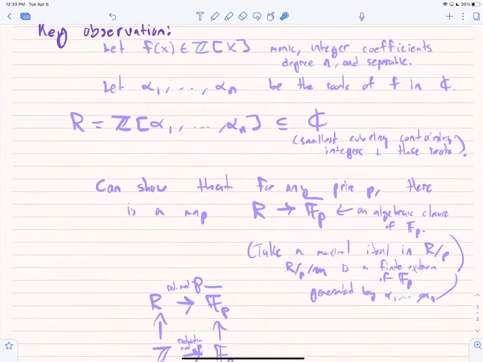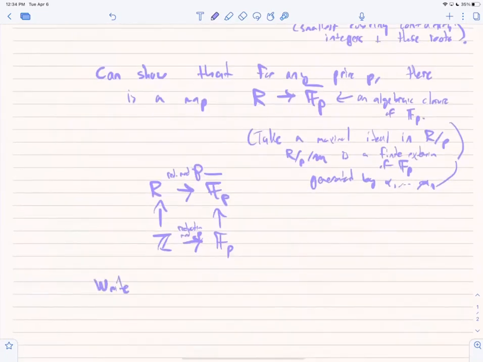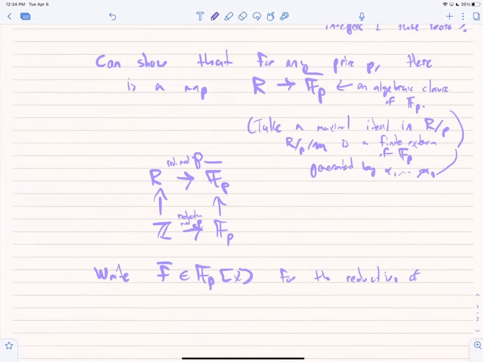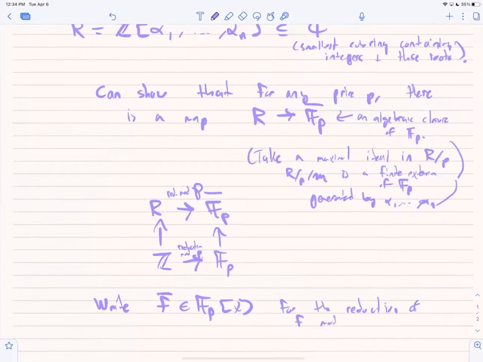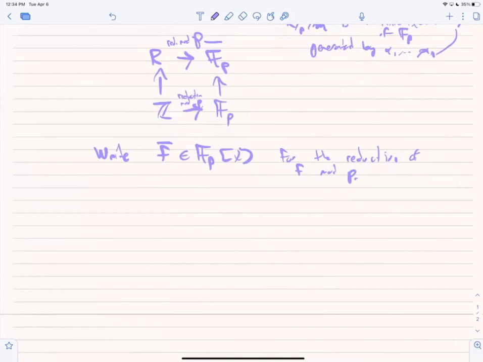Okay. And so we're going to write f bar in F_P[x] for the reduction of f mod P. So f was this polynomial we started with, with integer coefficients, so I just reduced those coefficients mod P. And then f is equal to (x minus alpha 1) times ... times (x minus alpha n), which is in polynomials over the complex numbers, but also this is really in polynomials over our ring R, because alpha 1 through alpha n are in this ring R. So this is a polynomial with coefficients in R.